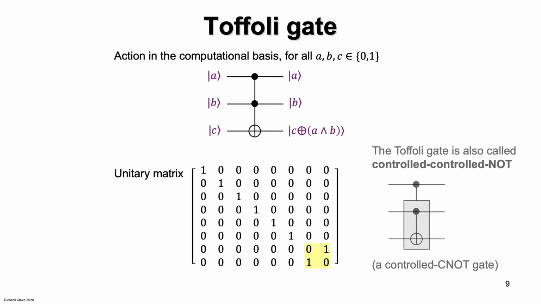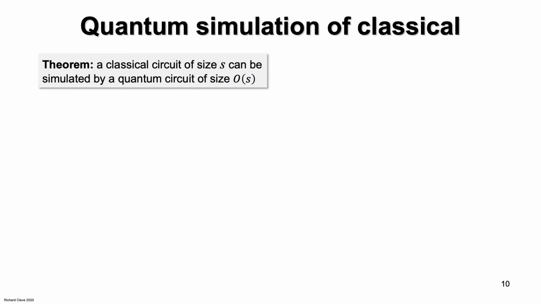The Toffoli gate is sometimes called a controlled controlled NOT gate. This makes sense if we start with the controlled NOT, the CNOT gate, which is a 4x4 unitary matrix, and then construct a controlled version of that gate, the controlled CNOT gate. The Toffoli gate enables us to efficiently simulate classical circuits with quantum circuits. The result is that a classical circuit with n gates can be simulated by a quantum circuit with order n gates.